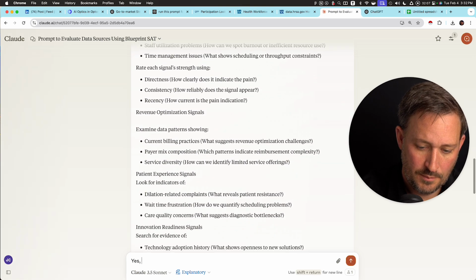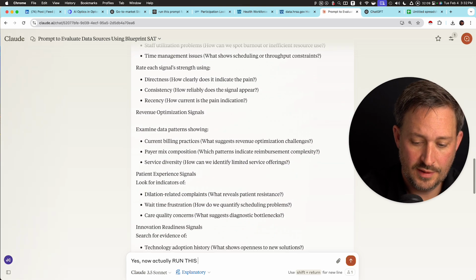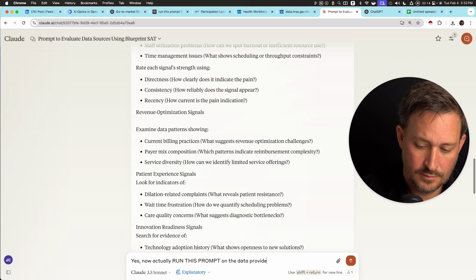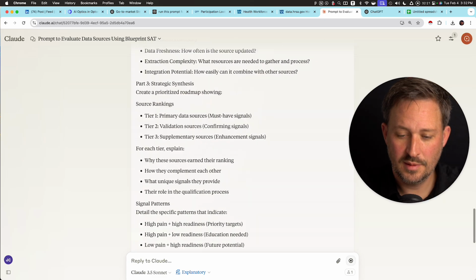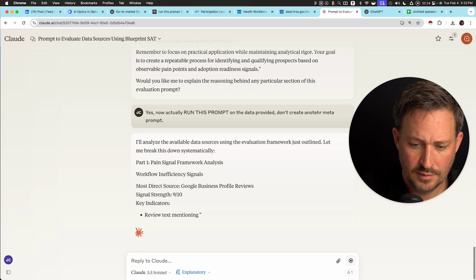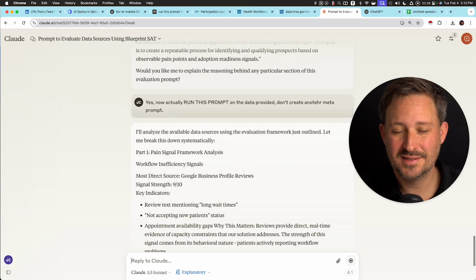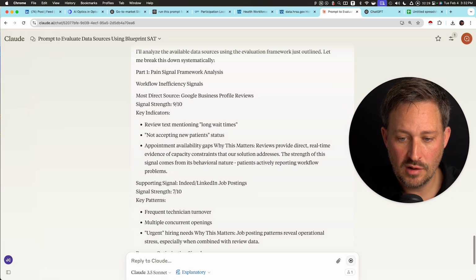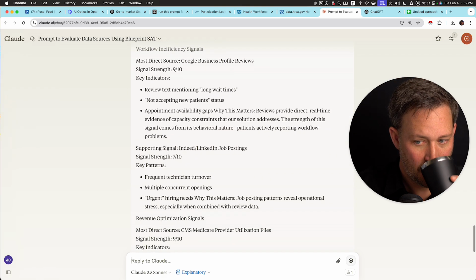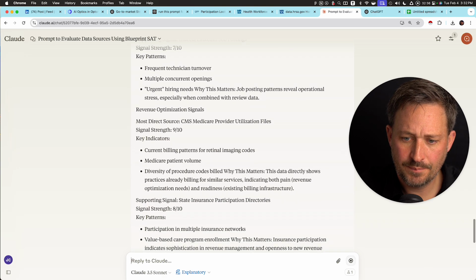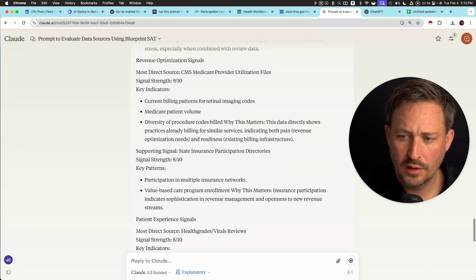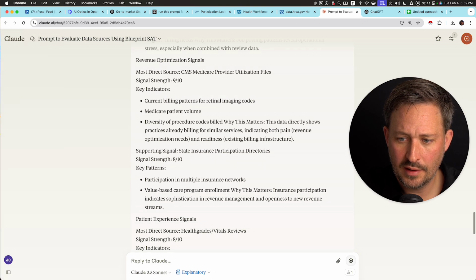Yes. Now actually run this prompt on the data. Don't create another. Sometimes it does this where it gets into a meta prompt loop. So great, long wait times, not accepting LinkedIn, utilization files, current billing patterns for retinal image codes.